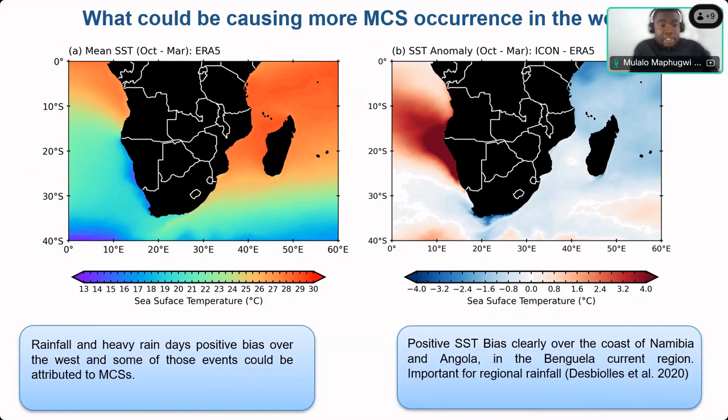So we found that there is a rainfall as well as heavy rainfall bias over the West. Some of these events could be attributed to mesoscale convective systems. So we look at the SST bias.